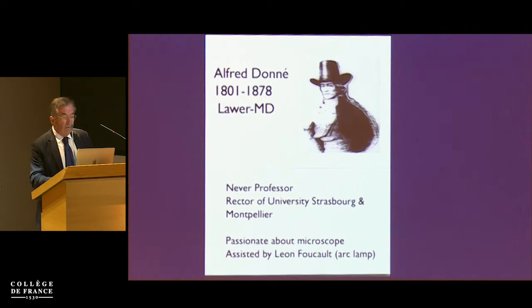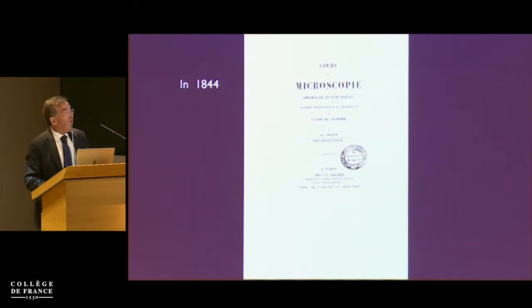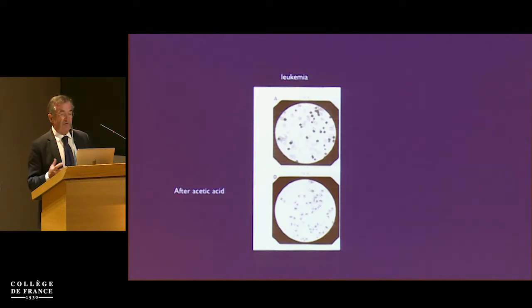After that, he became the president of the University of Strasbourg and Montpellier, but he was not a professor. So he gave lectures, cours de microscopie, lectures on the microscope, mainly on fluids. In this book, edited in 1844, he showed some figures of leukemia, without acetic acid, because acetic acid destroys the red blood cells, and you can see the cells better. At that time, Léon Foucault made daguerreotypes, the ancestor of photography. From these daguerreotypes, they were copied and engraved on a copper surface in order to be printed. So each of them is an engraved copper surface.